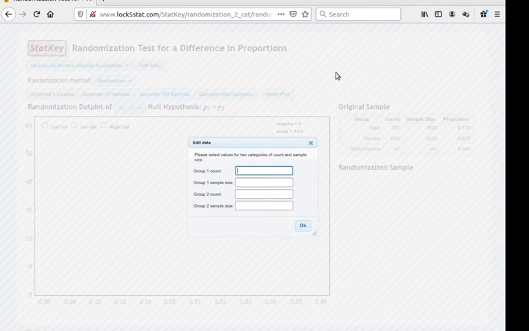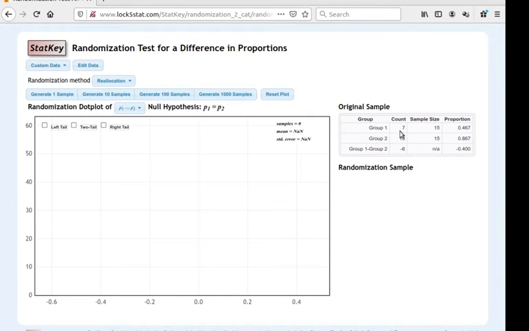And then I go to enter the data. And I've forgotten the data already. It's 7 out of 15 and 13 out of 15. So I lost StatKey. There it is. 7 out of 15, and 13 out of 15. Okay? Looks like I hit the right buttons. And I get a p1 hat minus p2 hat of negative 0.40.